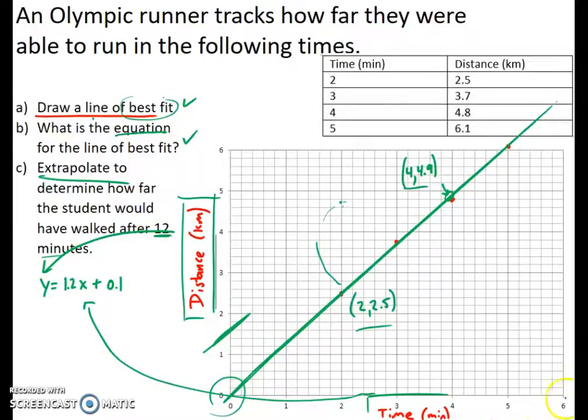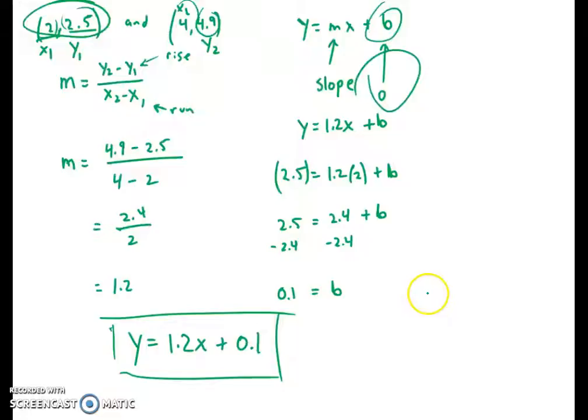I can only read up to 6 on this graph. So this is way, way off the graph. It's way in this direction. It's when this value is 12. So if I want to find what my distance is, let's look at our equation. Y, which is distance, I want to figure out what the distance is when my time, or my x value, is 12. This is why an equation for your line of best fit is so useful.